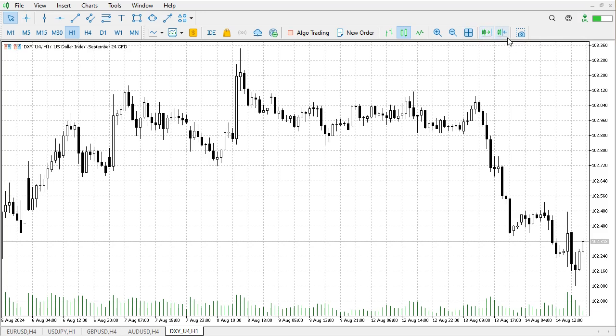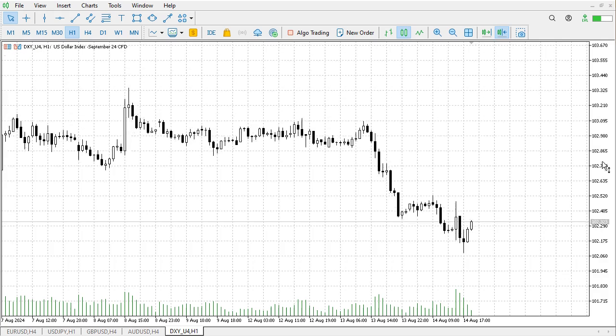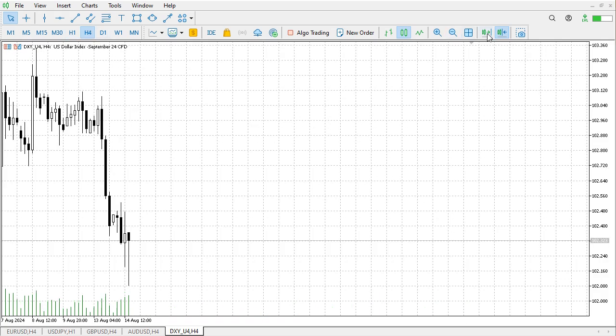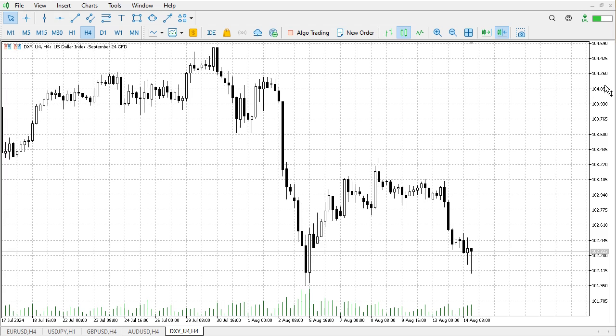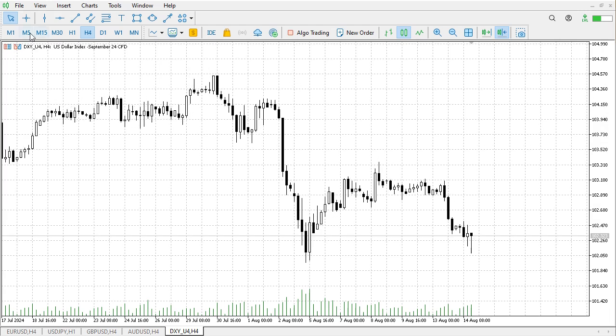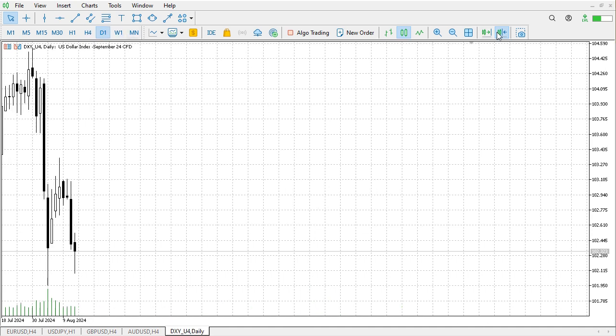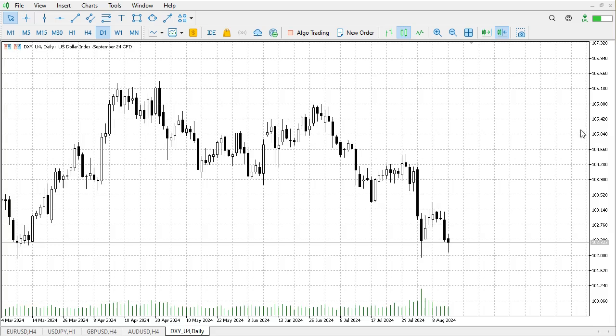So the dollar index, you can see on the 4-hour time frame is bearish. So the dollar is weakening, overall on the daily time frame. You can see this massive weakness in the dollar. The dollar is actually in a downtrend, making a series of lower lows, and lower highs, of course.